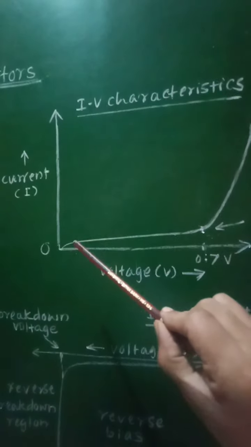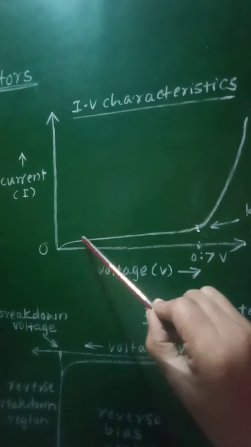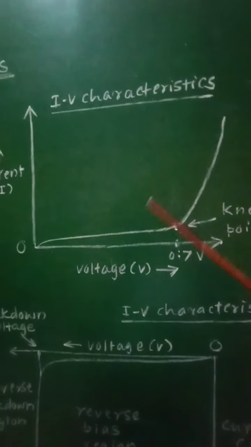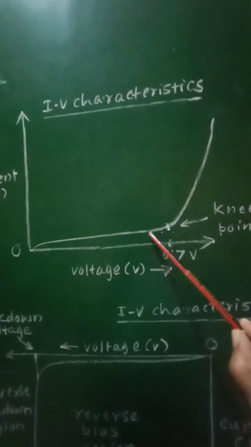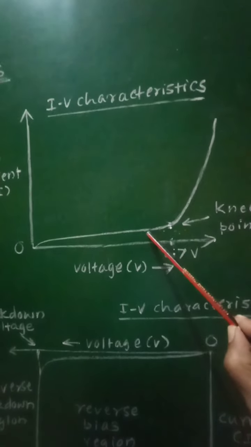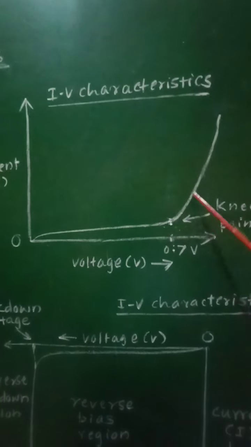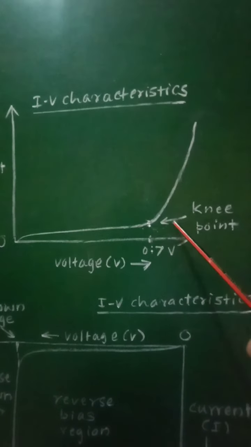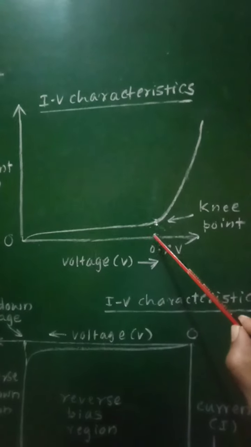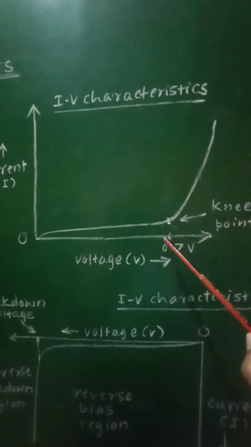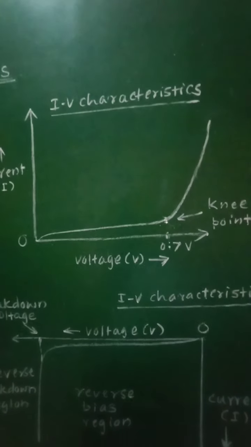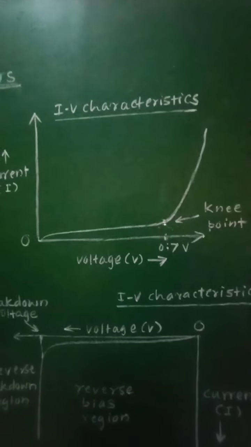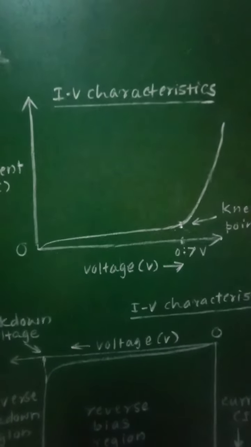For small voltages, the current will be very small. As voltage increases, the current will increase. At a particular point, the current rises suddenly, and the point at which the current rises suddenly is called the knee point, and the corresponding voltage is called the knee voltage. Now this will be the IV characteristics of an ideal PN junction diode when it is connected in forward bias mode.